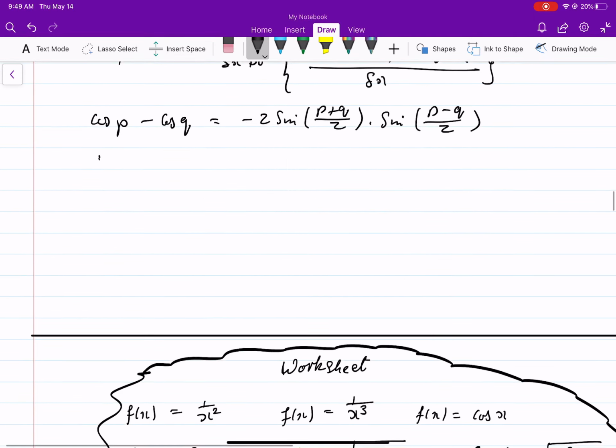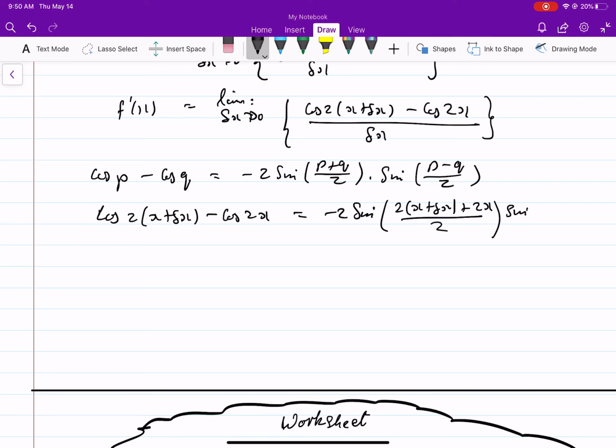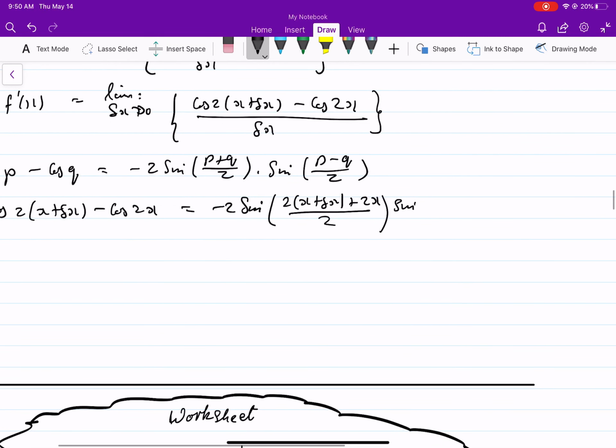So therefore, cos of 2 into (x plus delta x) minus cos of 2x is minus 2 times the sine of (p plus q) upon 2, where p is 2 into (x plus delta x) plus q, which is just 2x, times the sine again of (p minus q) upon 2, which is 2 into (x plus delta x) minus 2x, upon 2. There.